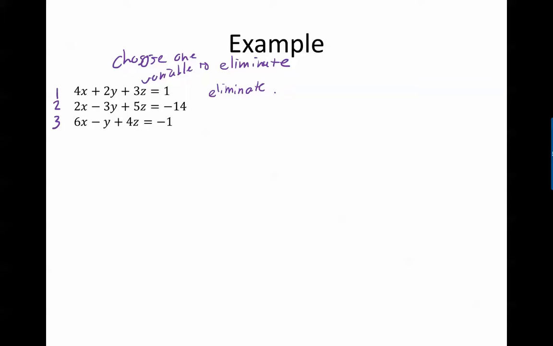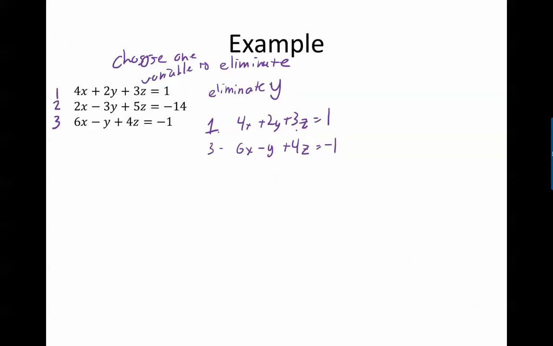And what I'm going to do is choose two equations, and I'm going to eliminate the y in those two equations. So I'm going to go with equation 1 and equation 3. Equation 1 is 4x plus 2y plus 3z equals 1. And equation 3 is 6x minus y plus 4z equals -1. Again, I'm labeling these so that I can work with them. This is equation 1 and 3, and we're going to eliminate the y. So if this is 2, what does this need to be to eliminate? -2.